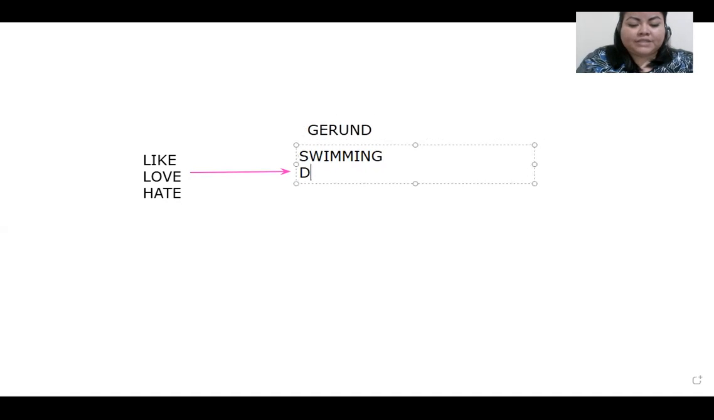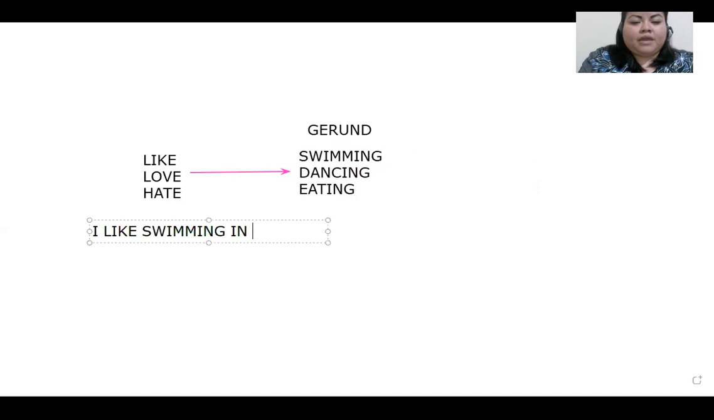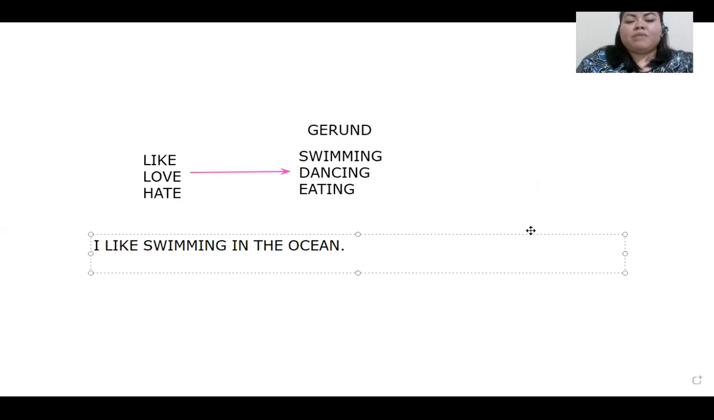The verb is dance. If I use it as a gerund, it's going to be dancing. The verb is eat. As a gerund, it's going to be eating, okay? So, aquí, ya no van a ser verbos, van a ser actividades. Se van a tomar como actividades. For example, I like swimming in the ocean. Ay, disculpen las letras mayúsculas. I like swimming in the ocean.